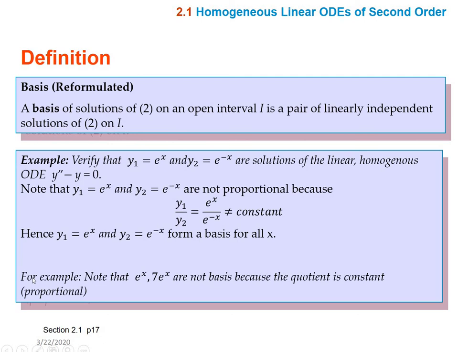On the other side, if you look at e to the x and 7e to the x, the quotient of those two is either 1 over 7 or 7. It's constant, which means they are proportional. They don't form a basis because they are dependent on each other. The quotient of the two is constant.